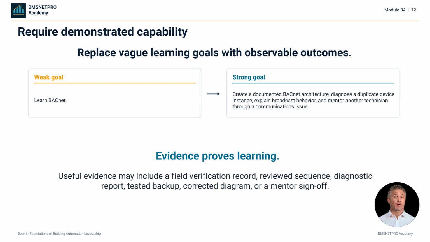A vague goal like Learn BACnet does not prove capability. A stronger outcome says create a documented BACnet architecture, diagnose a duplicate device instance, explain broadcast behavior, and mentor another technician through a communications issue. That is observable. It can be reviewed. It produces evidence. The BAS manager should define development in terms of demonstrated capability, not only completed courses or certificates.